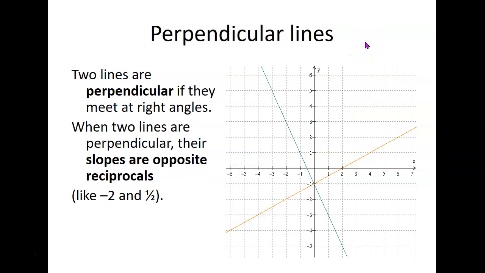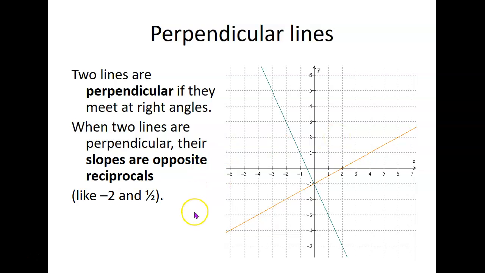And then two lines are perpendicular if they do cross, not just any old way, but at right angles to one another. So if one's going east-west, the other's going north-south. If one's going at some angle, the other's going at some other angle where the angle between them is a right angle, a 90-degree angle.